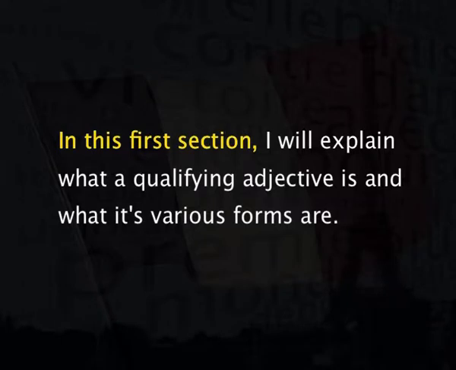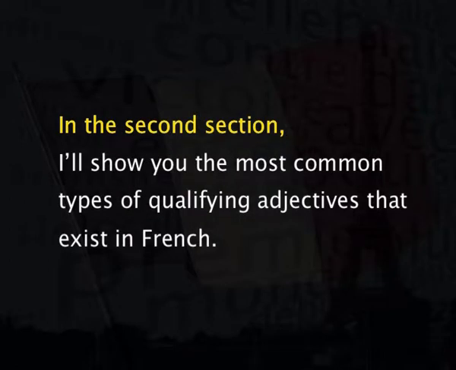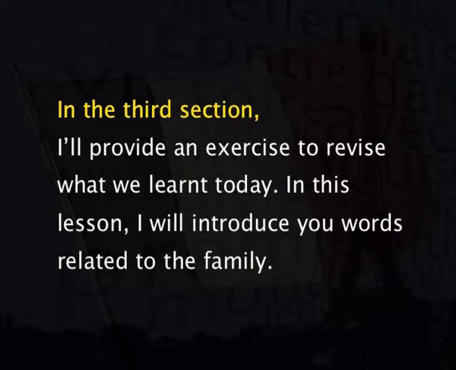More specifically, we are going to learn about the various endings and how to make short sentences to describe someone or something. The lesson has been divided into 3 sections. In the first section, I will explain what a qualifying adjective is and what its various forms are. In the second section, I'll show you the most common types of qualifying adjectives that exist in French. And in the third section, I'll provide an exercise to revise what we learned today.